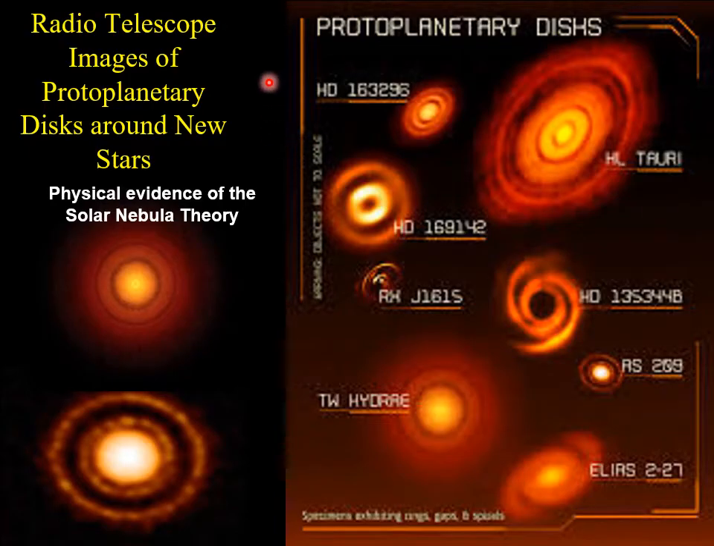These are some more of the same, basically. These are radio telescope images of what they call protoplanetary disks. And again, this word protoplanetary just means this is the early stage of a planet's formation. A protoplanet is kind of like a prototype. It's an early model or an early edition of what will become a planet.